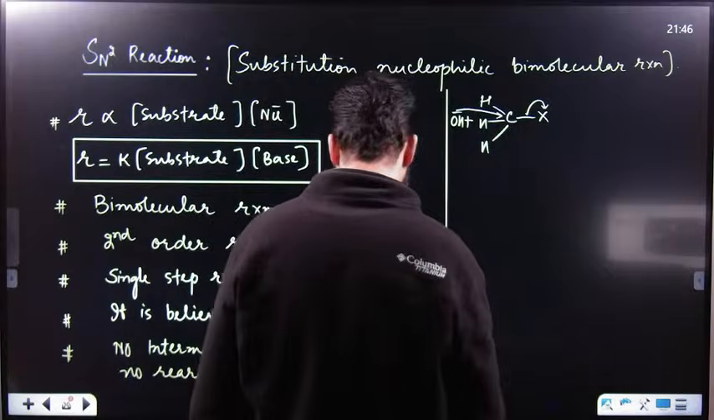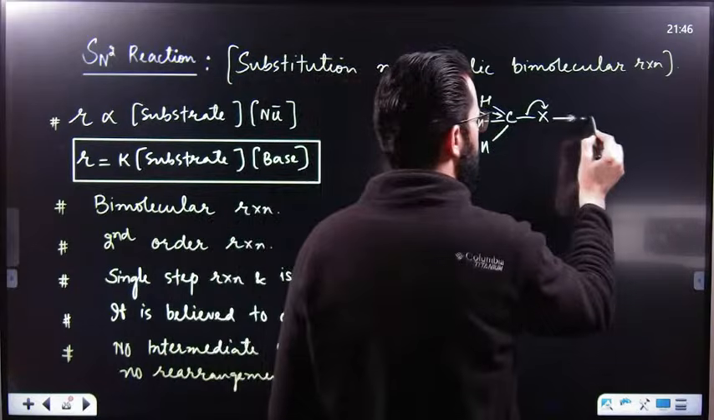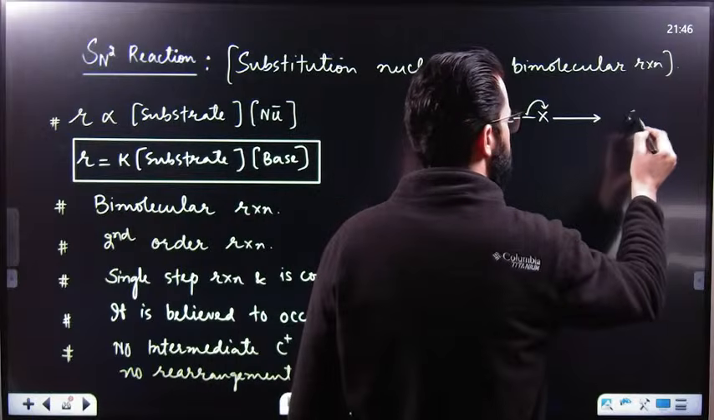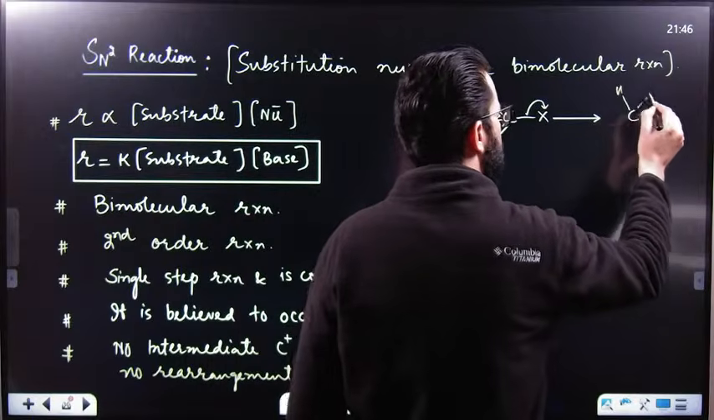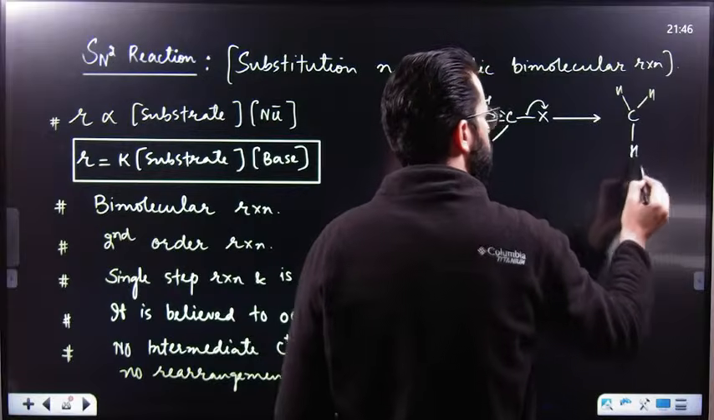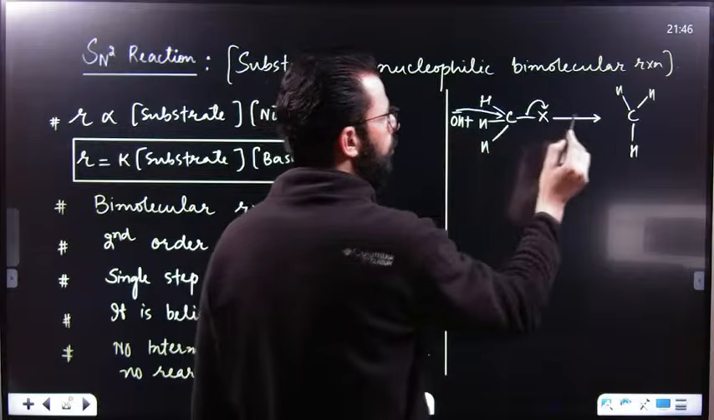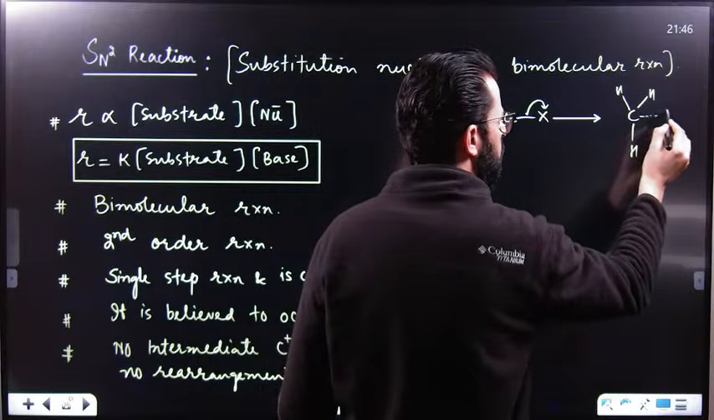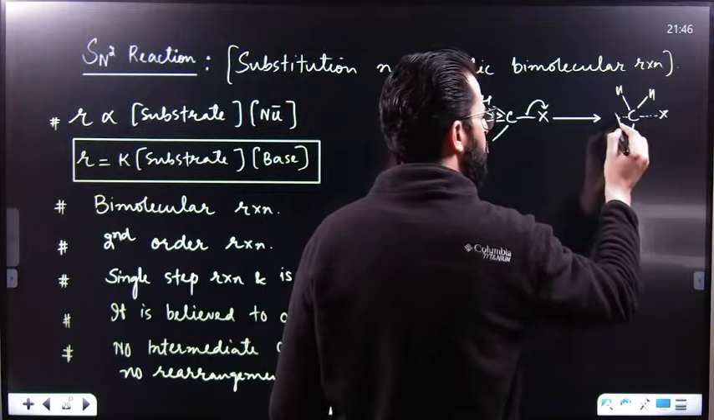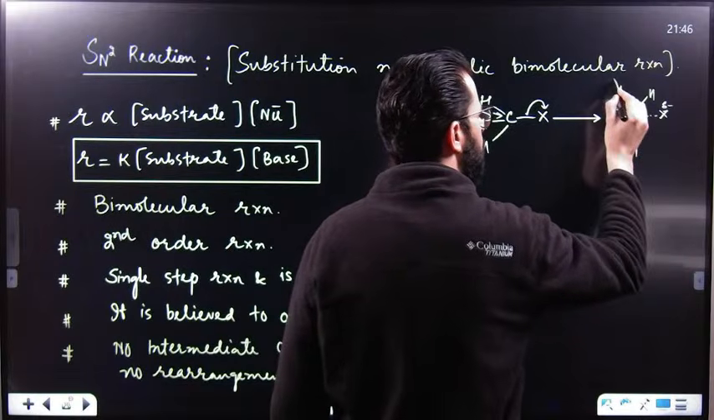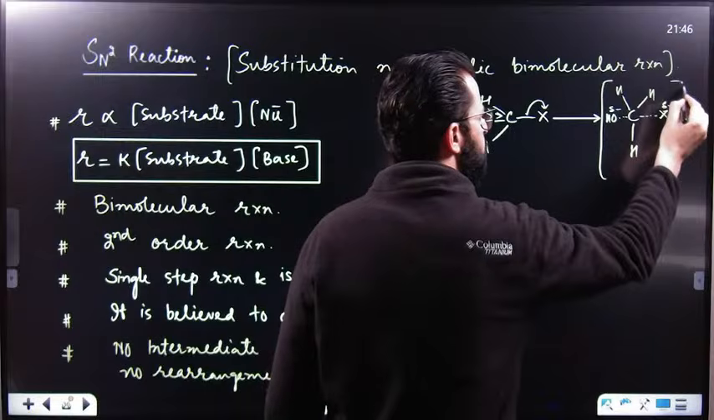That means here will be the formation of a transition state, and the transition state will be like this: C, H, H, and H at an angle of 120 degrees. Now this bond will be broken, and this bond will be formed. So here it's a partial negative charge, it's a partial negative charge. This is what we call a transition state.